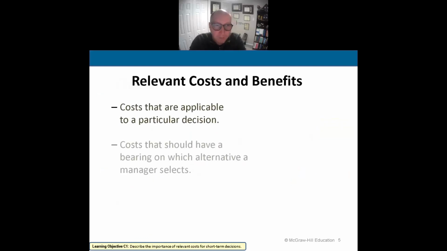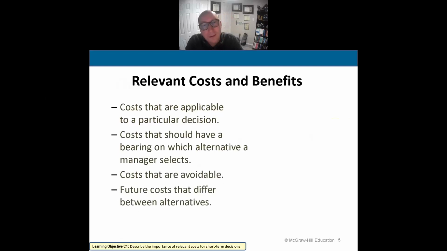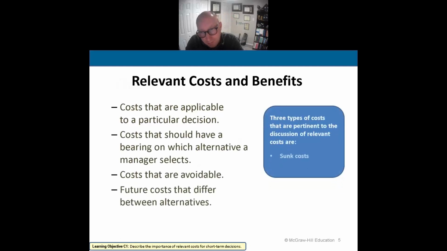What are the costs I look at when I make a decision? Cost of acquisition, sunk costs, out-of-pocket costs, opportunity costs. These are just some of the costs I look at. I look at two or more alternatives, and I look at the costs associated with those alternatives. I look at costs that can be avoided, and I look at the costs that are different between the alternatives.